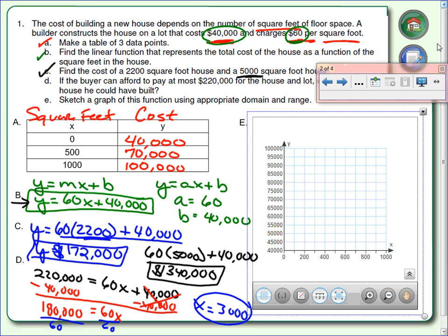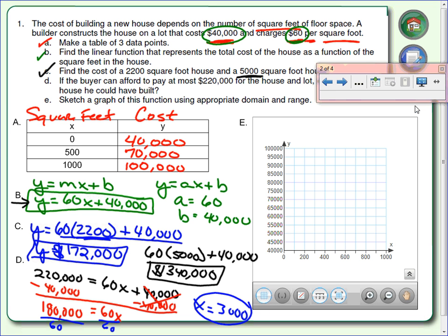So now that we've got it all fixed, you can go ahead and copy what you see on my board here. Down here on the X's, we're going from 0 to 1,000, and we are counting by 100s. On the Y-axis, we're going from 40,000 to 100,000, and this time we're counting by 5,000.